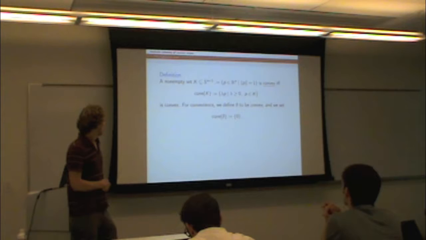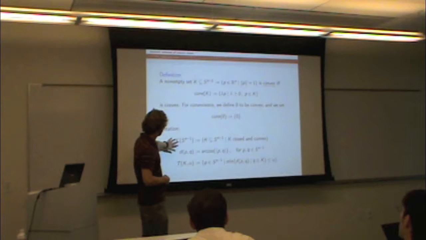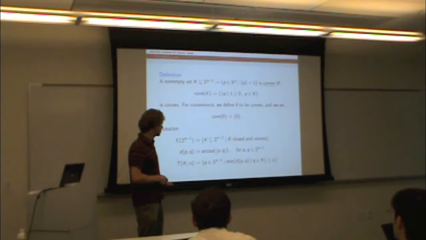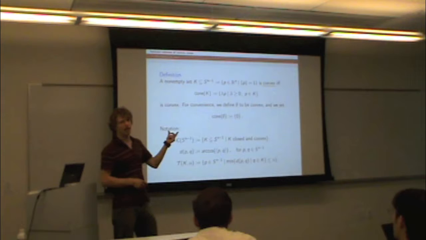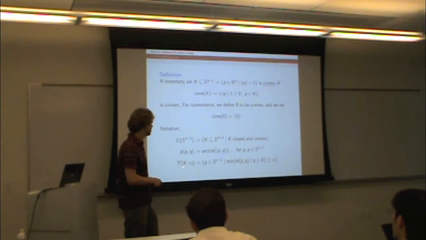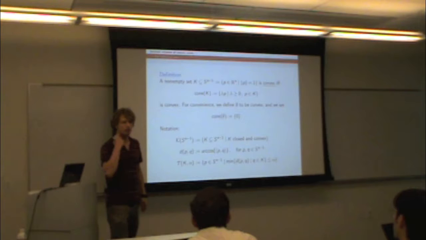Some more notation. We define the set of closed convex sets by this parametric K of S^(n-1). We need to consider some metric on the unit sphere, and we chose the angular metric. If you have two points P and Q, then you just take the angle formed by these two points on the unit sphere. A very important notion is the notion of a tube. This is the same as before, but now we've replaced the Euclidean distance by the spherical distance.